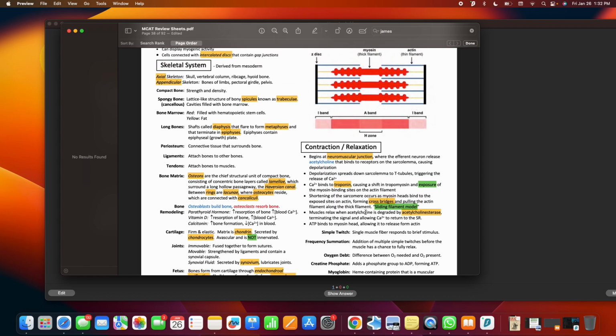So you allow Ca2+ to go. Where was Ca2+? It was attached to troponin. It was bound to troponin, right? ATP binds to the myosin head and allows it to release from actin. So we use ATP to relax the muscle.